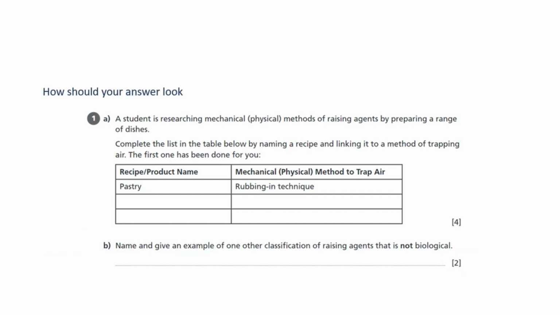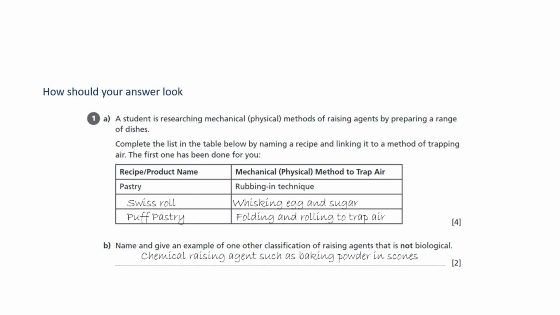So your answer should look like this: a recipe or product name on the left with the related physical method of adding air on the right. There are lots of answers that are possible, and so you will gain marks if the aeration method matches the recipe, dish or product. Here are 2 examples you could give for part A: Swiss roll, where aeration comes from whisking the eggs and sugar, and puff pastry, where careful folding and rolling traps air between the layers.